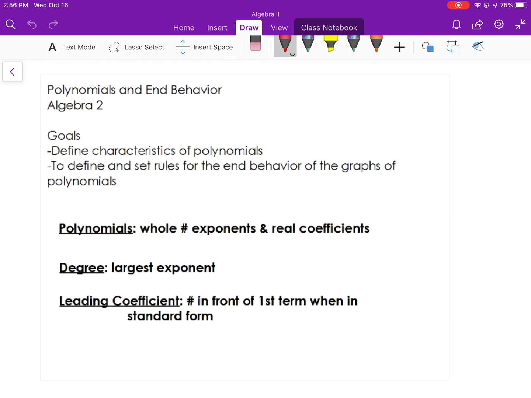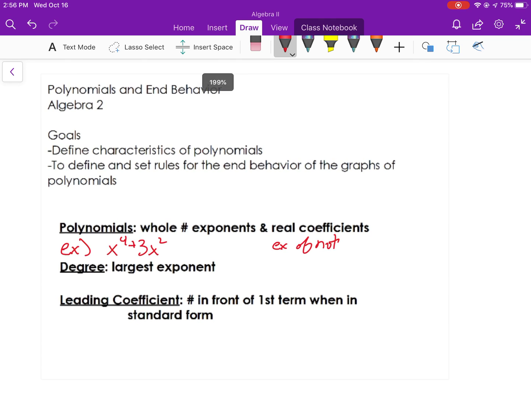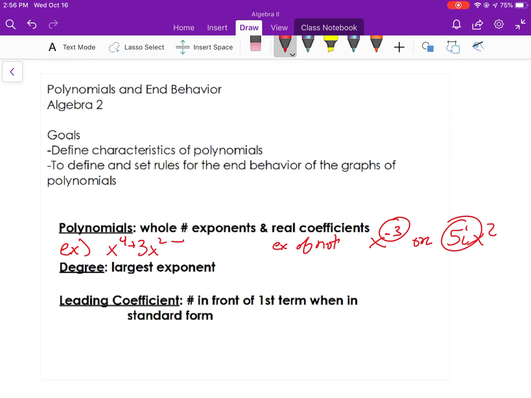When it comes to one that is, all the stuff we just got done doing, so x to the fourth power plus 3x squared. An example of one that is not would be x to the negative third power. Because of the negative 3, I don't have a whole number exponent. Or I could have something like 5i x squared, because that is not a real number. That means that wouldn't be a polynomial either.